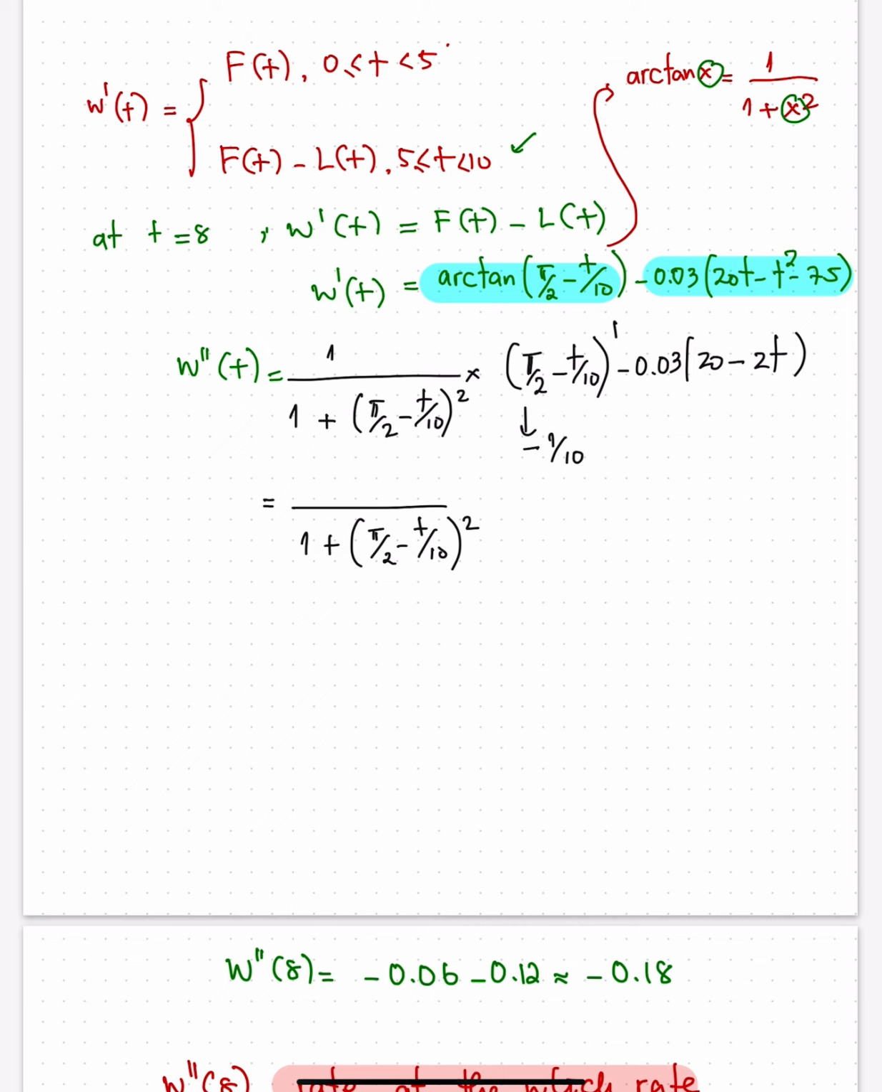So that will be negative 1 over 10 here, and then minus 0.0320 minus 2t. So w second prime of t will be like this. Then we can say w second prime of 8, just substitute 8 in that place, and the answer will be negative 0.8. I can say it approaches negative 0.18. Okay, so the answer is this.